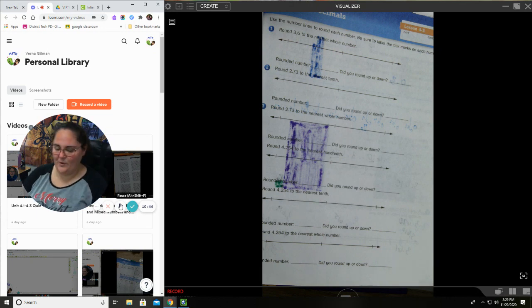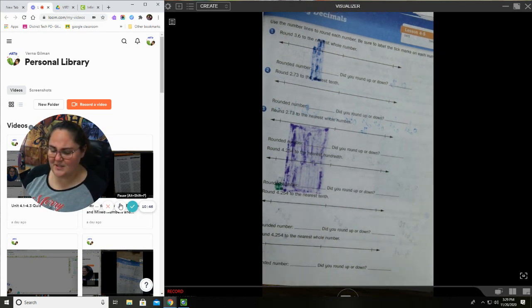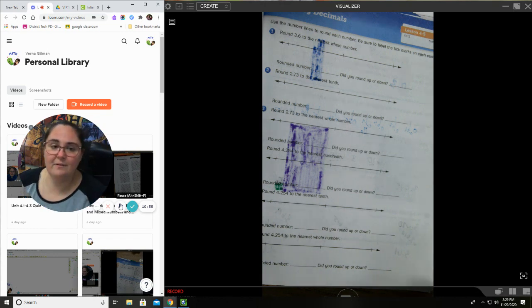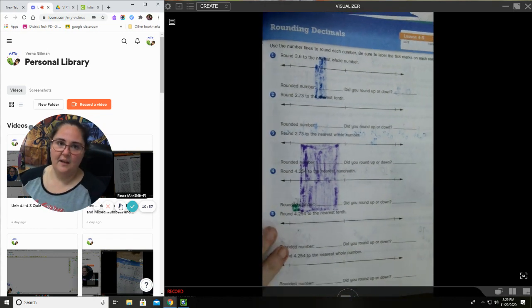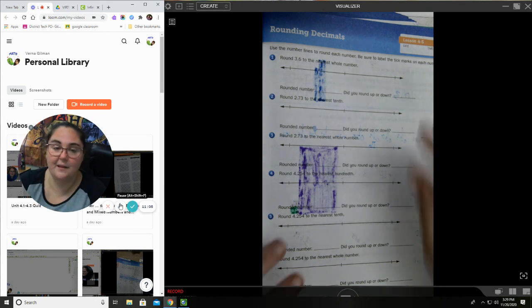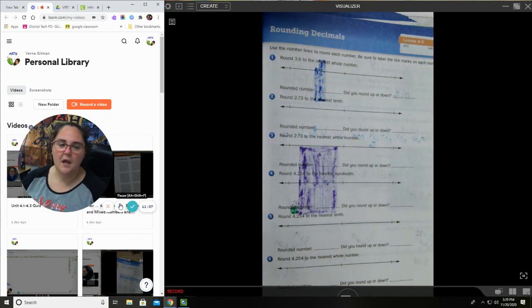We're going to be on page 124 right now. Using the number lines to round each number, be sure to label the tick marks on each number line. I am going to do one for you using the number line. The rest, I'm just going to do using the rounding. I do need to show it to you, but I at least wanted to give you an idea with the number line. But the rest, we're going to just practice the rounding wrap, because I think that's going to be a little bit easier for a lot of us, okay?